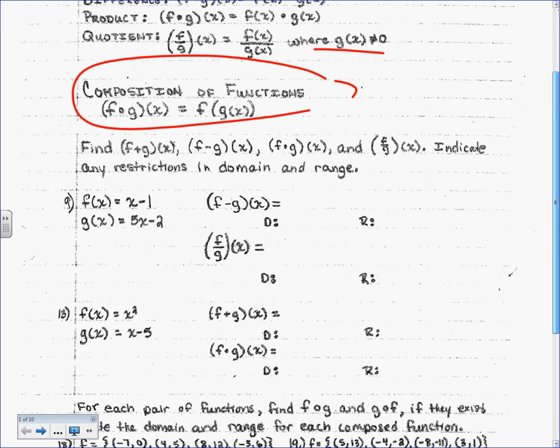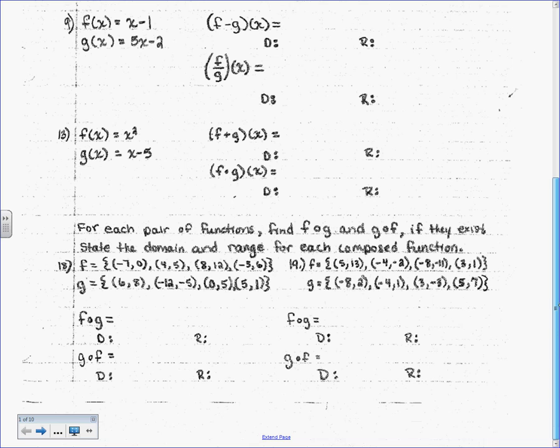In pre-calc, she's going to call it fog or gof, depending on which way it's written. So this means f of g of x, which is the same as this, f of g of x. You do the inside first. That doesn't make sense yet, just write it down. Do you understand that g of x is what I'm calling the inside? Inside first.